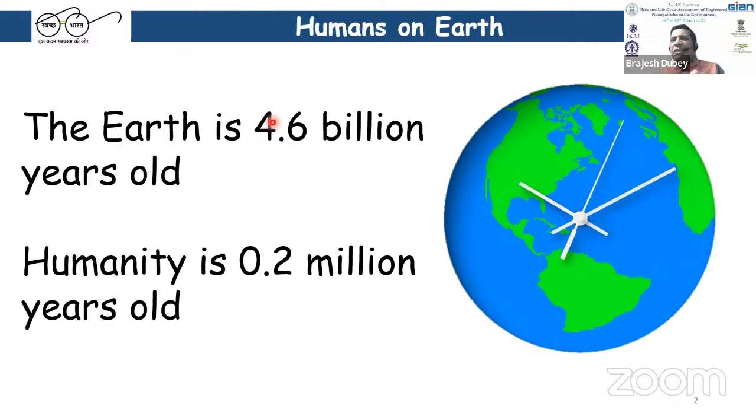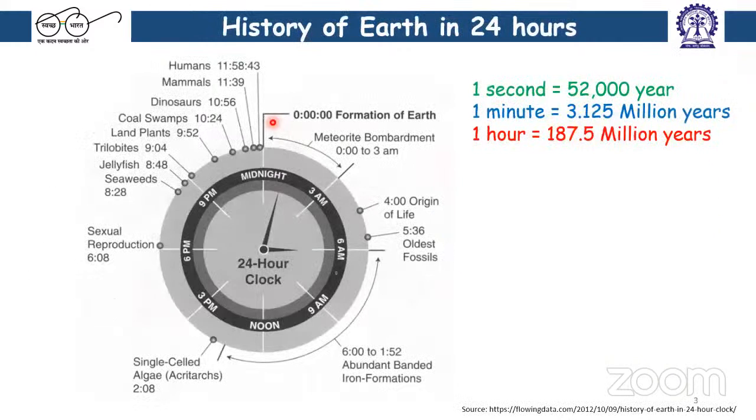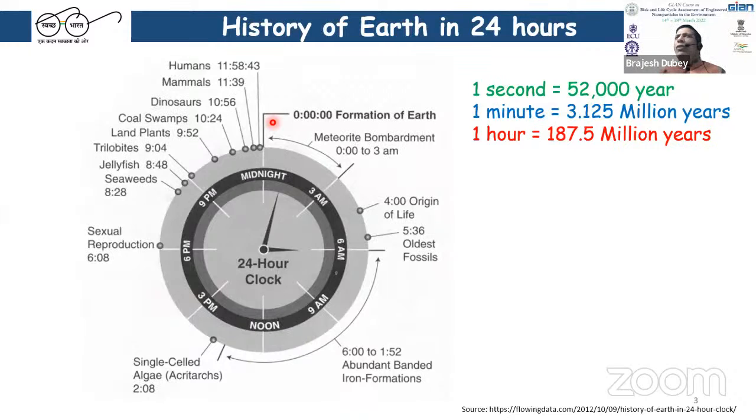So Earth is 4.6 billion years old. As I said, let's look at the past. If you take the history of the Earth and put it on a 24-hour scale. Now, why a 24-hour scale? Because there are 24 hours in a day. We are used to having that 24-hour timeline. We can relate to a 24-hour timeline. So things start after midnight, go all the way around, as you can see over here, and then come back to midnight again. So if you take 4.6 billion years and put it on a 24-hour scale, 1 second is 52,000 years.